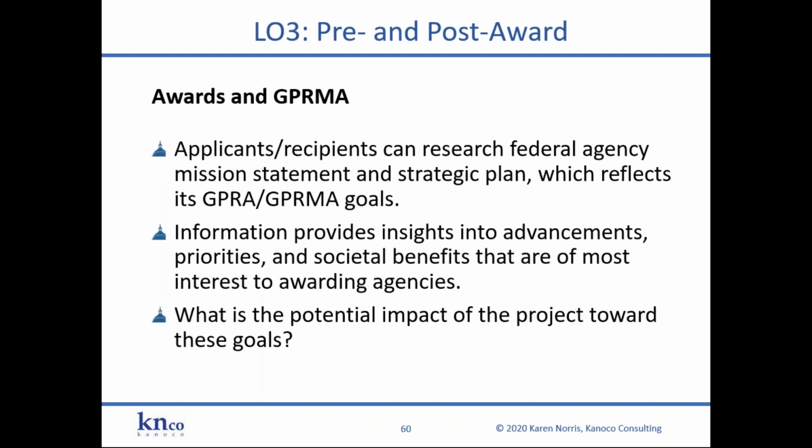So applicants become recipients. They can research the federal agency mission statement and strategic plan, which reflects the GPRA goals. This information provides insights into advancements, priorities, societal benefits that are of most interest to the awarding agency. And then if you're also demonstrating you have the same interest and your project is also working toward those goals, that is a big reason for that federal agency to award you. And then what is the potential impact of the project toward those goals?